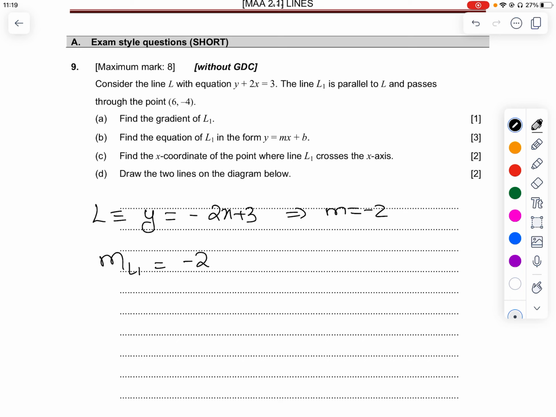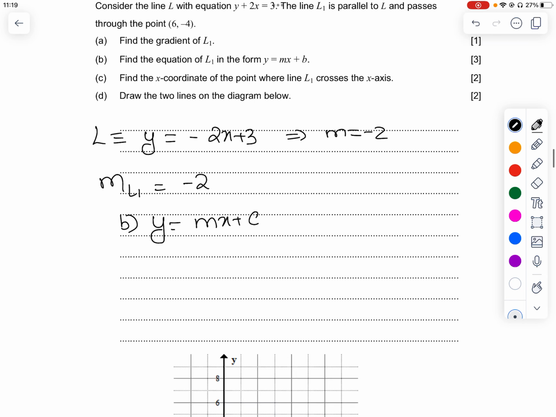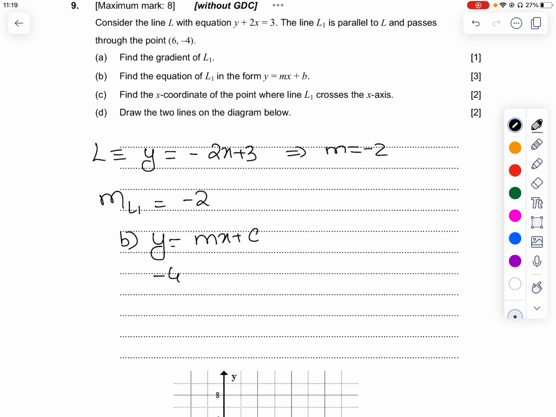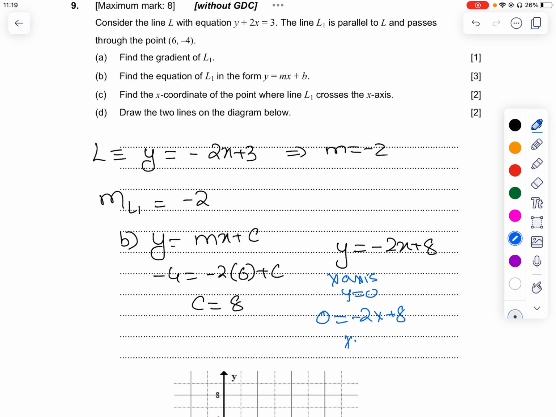Find the equation of the line L1. So y equals mx plus c. So we know that minus 4 equals minus 2 times 6 plus c. So c equals 8. So what will be the equation? y equals minus 2x plus 8. Find the x coordinate where the line L1 crosses the x-axis. X-axis means y equals 0. So this gives me 0 equals negative 2x plus 8. So x equals 4.